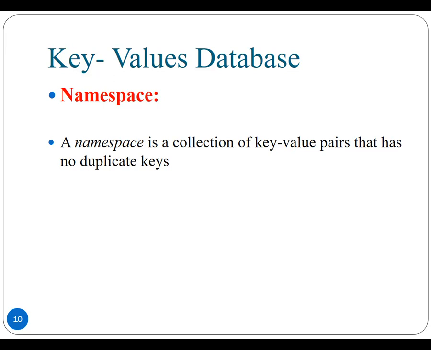In the key value database, we have a concept namespace. The namespace has one limitation: we can't have duplicate keys in the namespace. The keys should be unique. Okay, we can't have duplicate keys. So the keys should be unique, and that's the main restriction we have in the key value database.